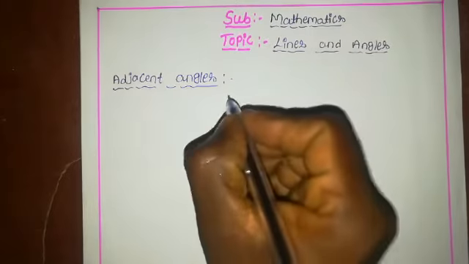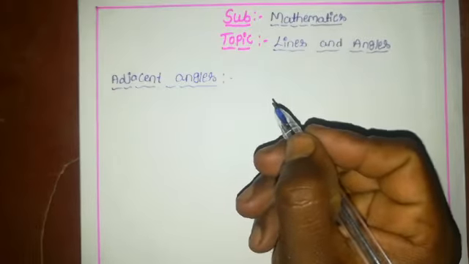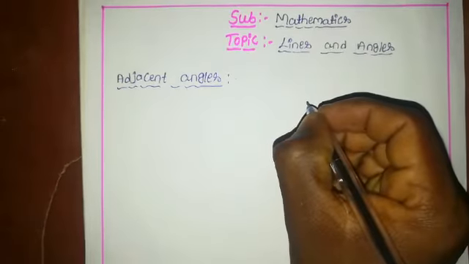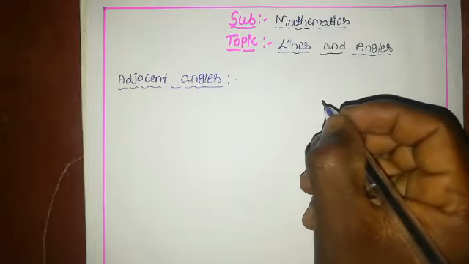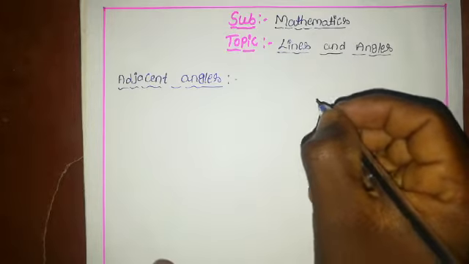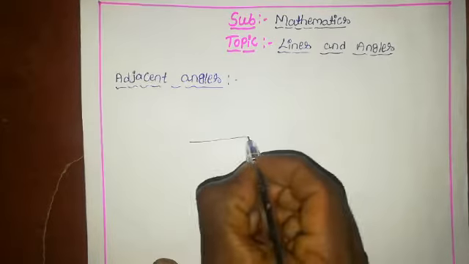What do you mean by adjacent angles? Adjacent angles have a common vertex and a common side, but no common interior points. Such angles are called adjacent angles. Let's see an example.